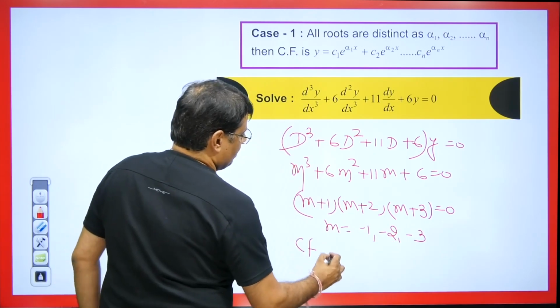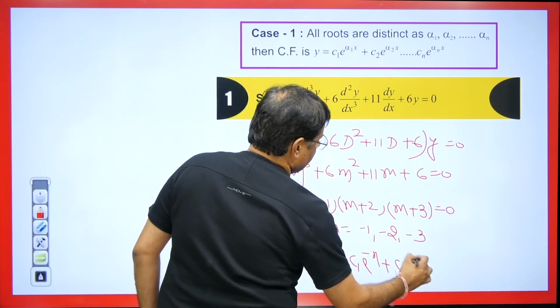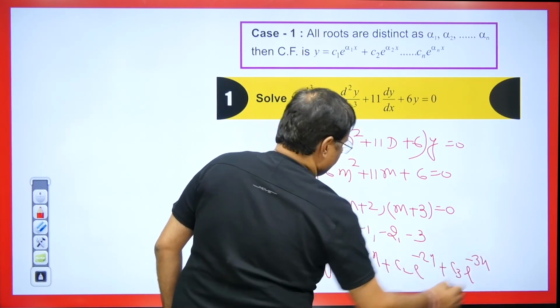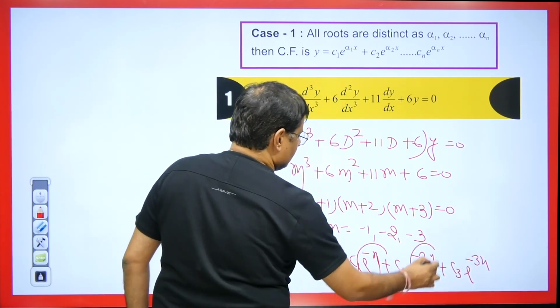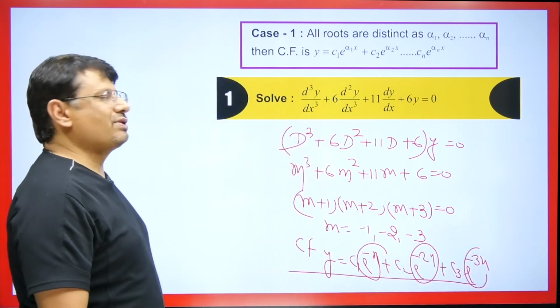The values of m will be minus 1, minus 2 and minus 3. The CF that we will get will be C1 e to the power minus x plus C2 e to the power minus 2x plus C3 e to the power minus 3x. This will satisfy the equation. This means it is the answer, clear? Hence, in this way we solve it.